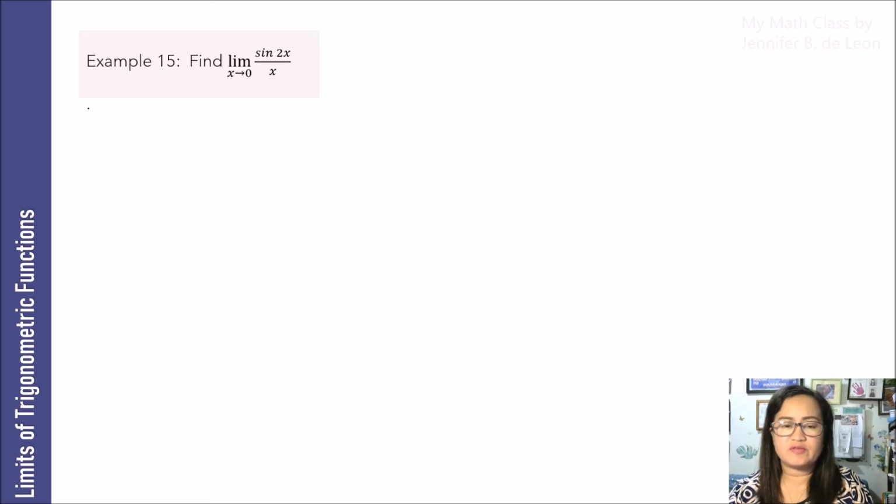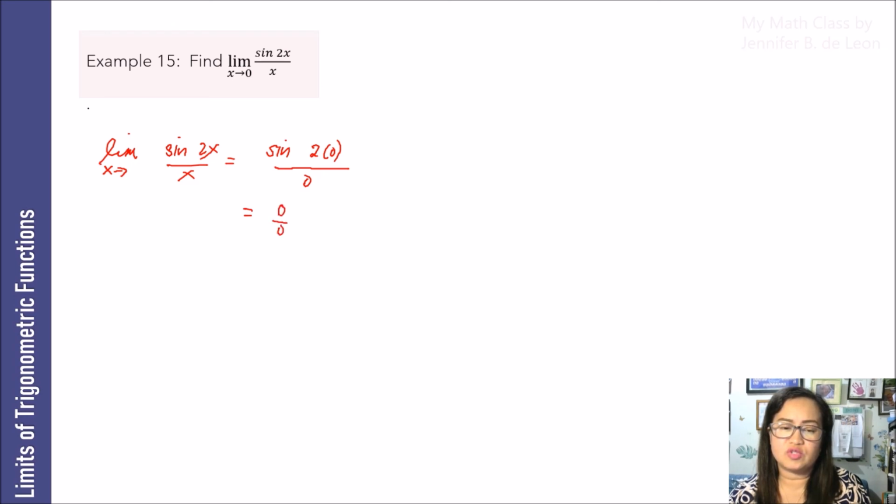So what if we are given sine 2x over x as x approaches 0? If we evaluate this limit immediately at x equals 0, we will have an indeterminate form, 0 over 0. So in that case, we cannot simply substitute 0 for the variable since we will have an indeterminate form.